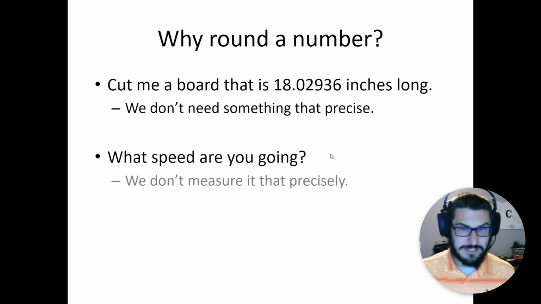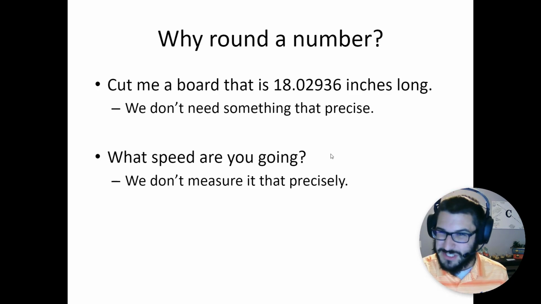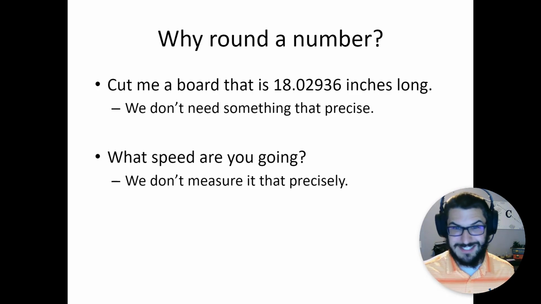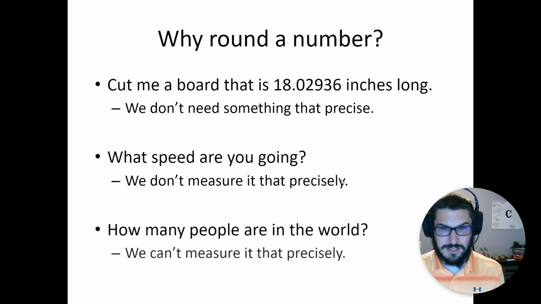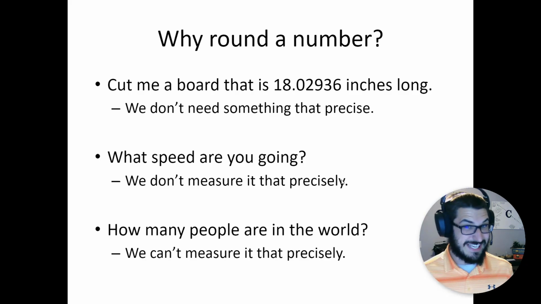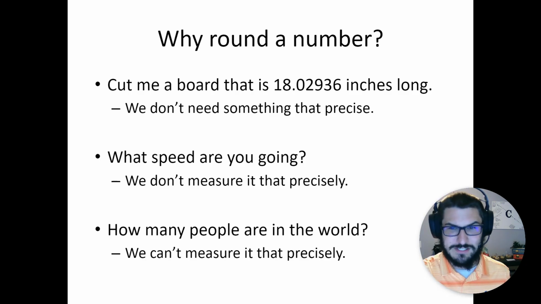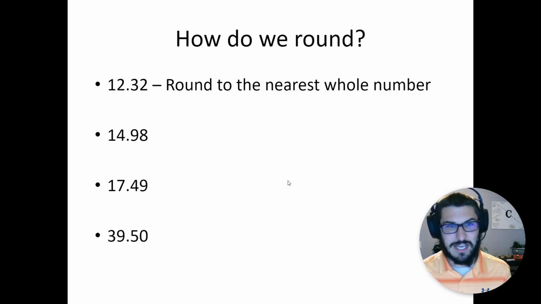What speed are you going? We don't measure that very precisely because, again, usually as long as you're within reason on the speed limit, then it's totally fine. And then how many people in the world? It's something that we actually can't measure entirely precisely because we can't go out and actually count all of the people. It's just too many people to be able to do that with. So instead, we round the number that we have. We don't want to act like we know that number more precisely than we actually do.